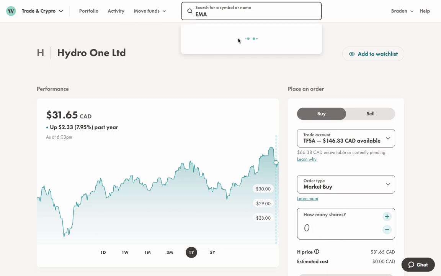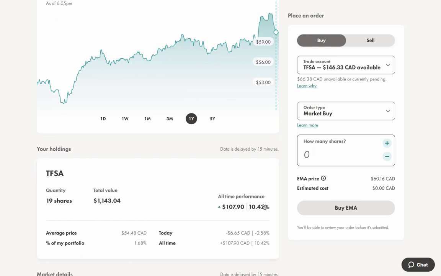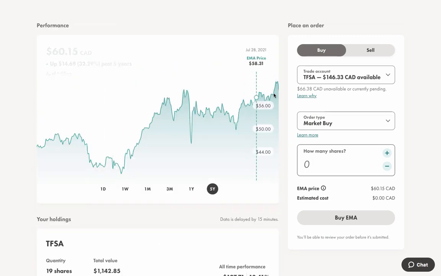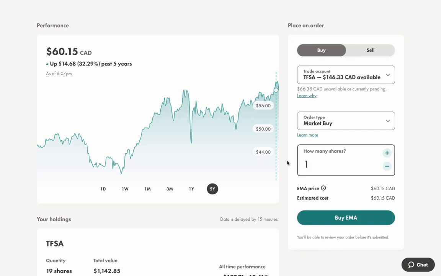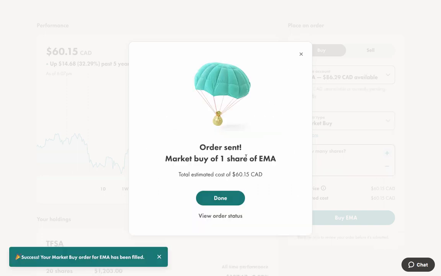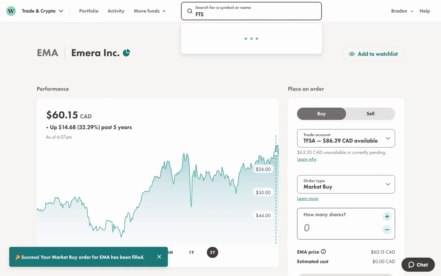Okay, the next one, I'm just kind of spreading it out all over utilities today. So the next one that I'm looking at here is EMA for Emera. These guys are also in the green, up 10%, very nice. And these ones also have pretty nice growth going on, very similar to Hydro One. They're a bit more expensive, so I'm just going to take one of them, drop this into the tax-free savings account, and continue on.